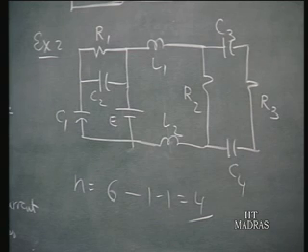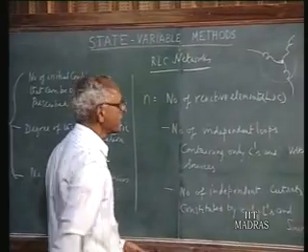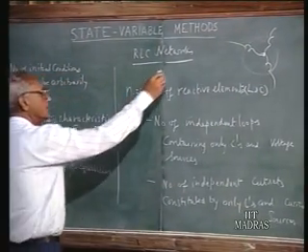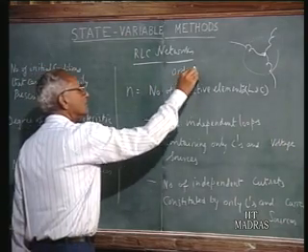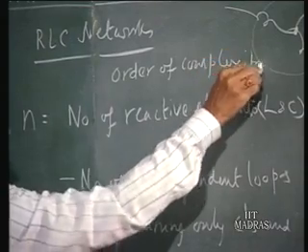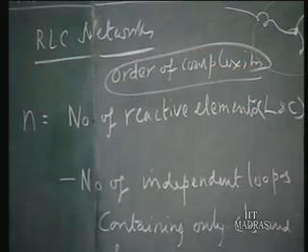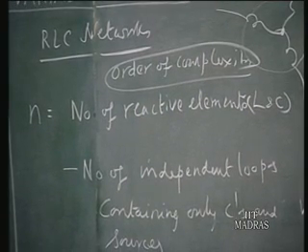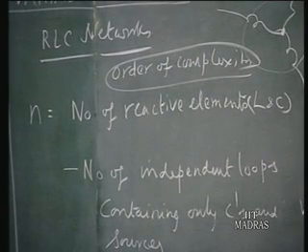So, even though you have a total of 6 reactive elements, the number of state variables turns out to be 4, and this number of state variables is also referred to as order of complexity. So, this is another name for it. The order of complexity of this network is 4, that is equal to the number of state variables that are required for the solution of this problem.